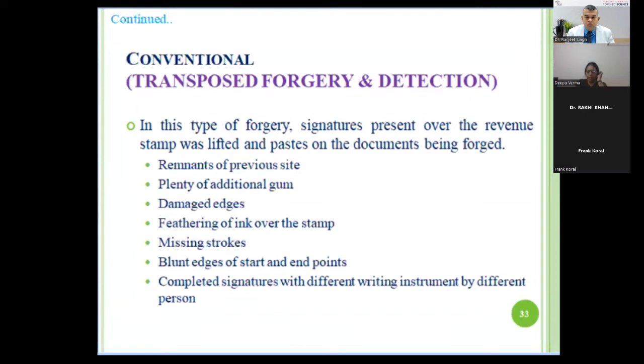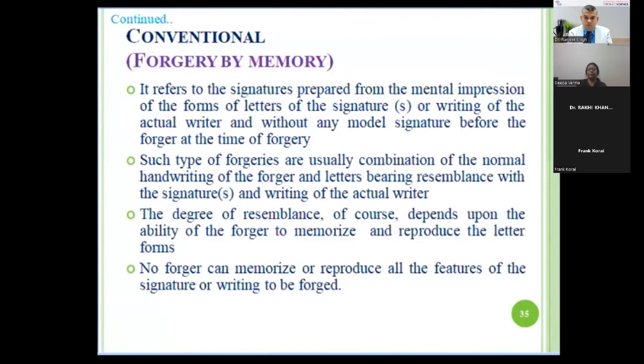Suppose the revenue stamp signature is in one kind of ink, then the signature overall appearing on the document may be in another ink also. So examination of ink shows that some part of the signature is added with another writing instrument. This is the type of example which we have received in the laboratory.